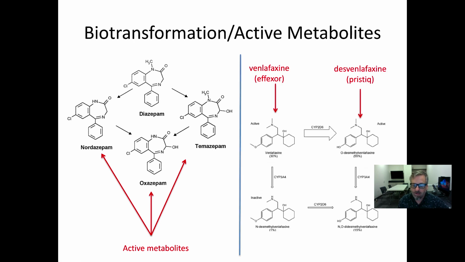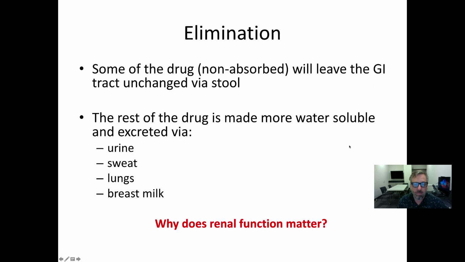Another example, as I mentioned before, would be venlafaxine, which is broken down through the 2D6 enzyme into desvenlafaxine. Okay, and that active metabolite is sold as a unique drug called Pristiq. But as you can see, it's really not anything new because really what it is, is the first breakdown product of venlafaxine.